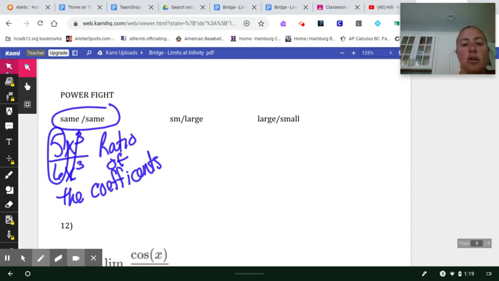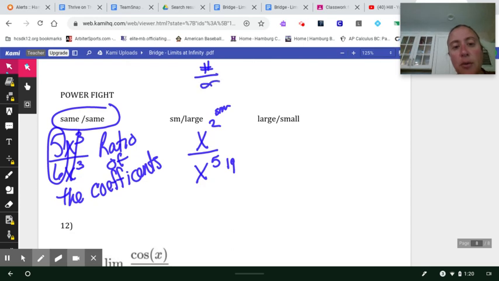If I see a small over large, something like x cubed over x to the 5th, small meaning the smaller exponent in this case, and this one's larger, a small function over a large function. We said if we take any number and we divide by a larger number, because remember we're plugging in infinity, we are approximately getting 0.